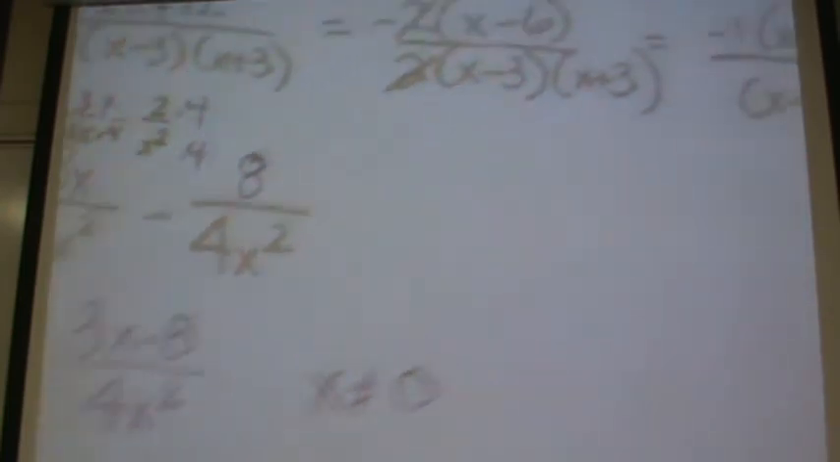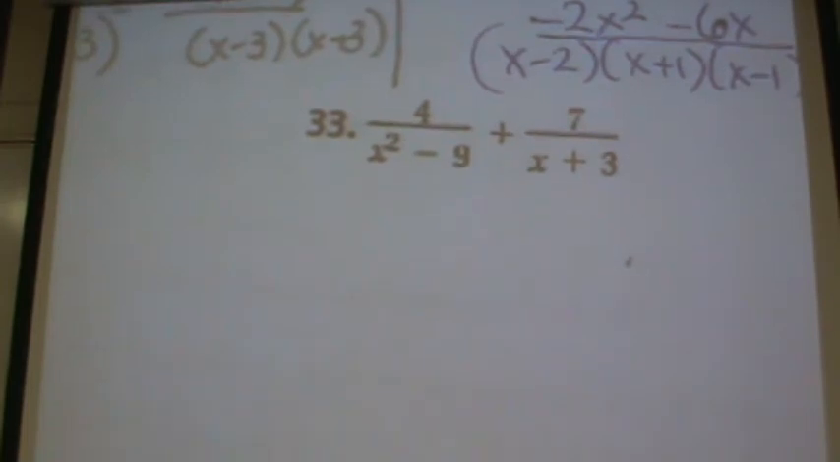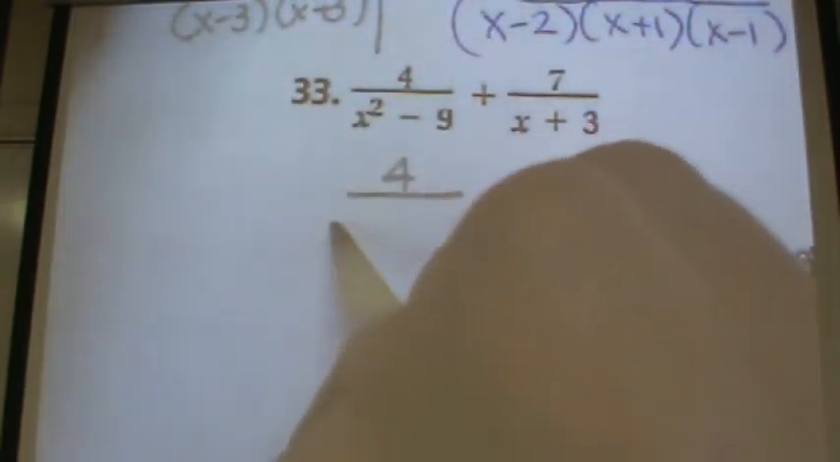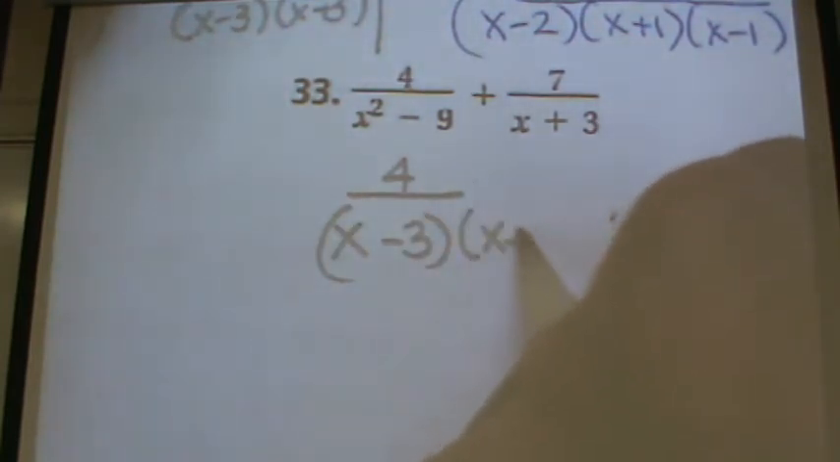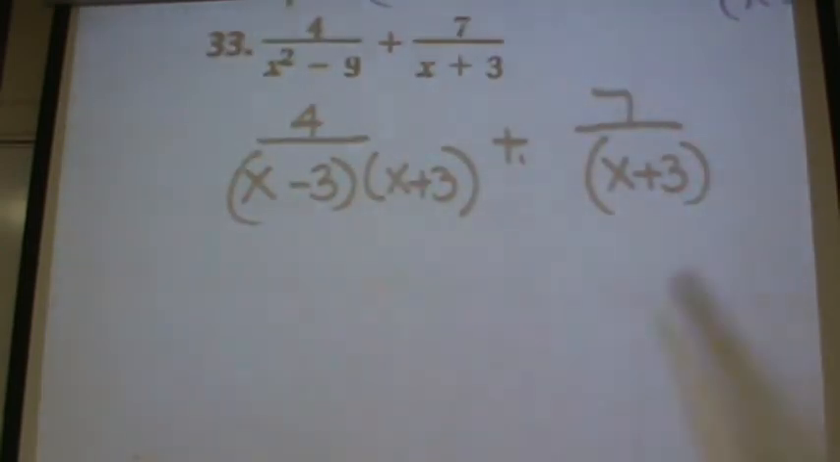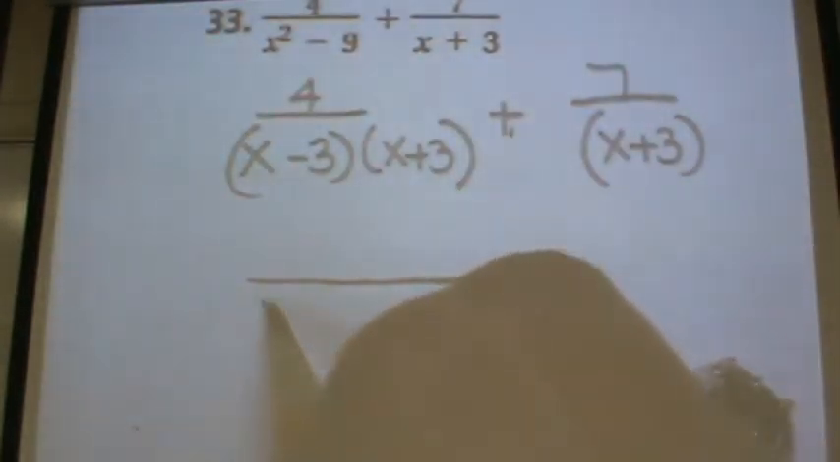Two more. Tell me what to do. Factor. I think these last ones are easier. Okay, we factored it. Now what? What's your common denominator? x minus 3, x plus 3.